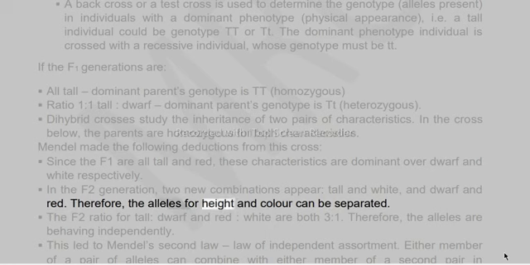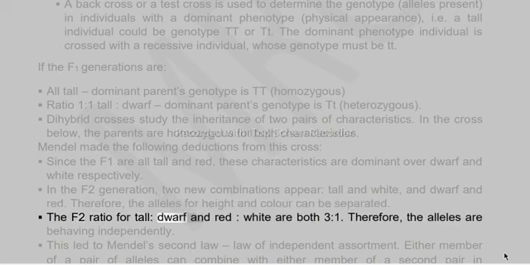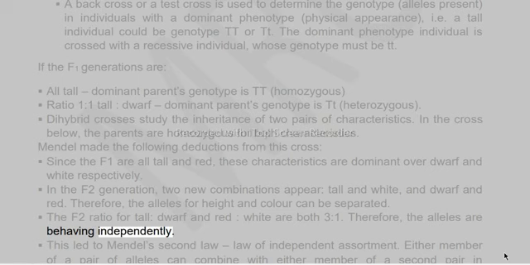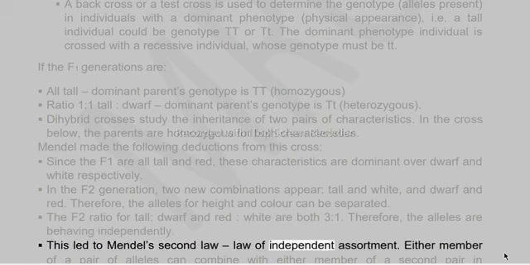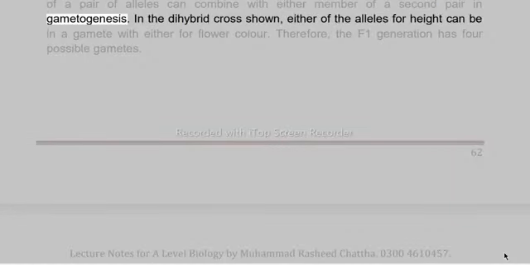Therefore, the alleles for height and color can be separated. The F2 ratio for tall, dwarf and red, white are both 3:1. Therefore, the alleles are behaving independently. This led to Mendel's second law of independent assortment. Either member of a pair of alleles can combine with either member of a second pair in gametogenesis.